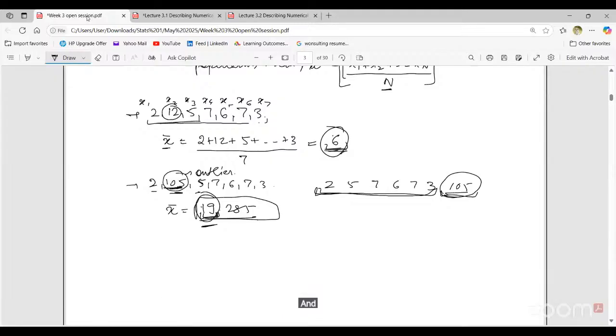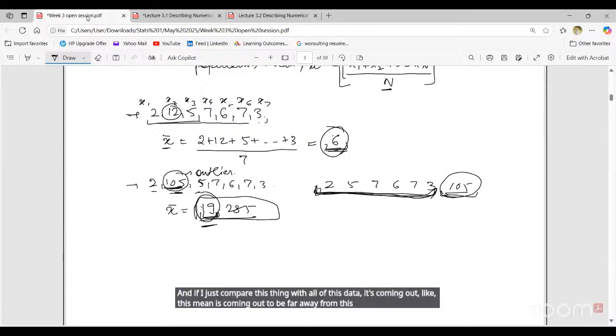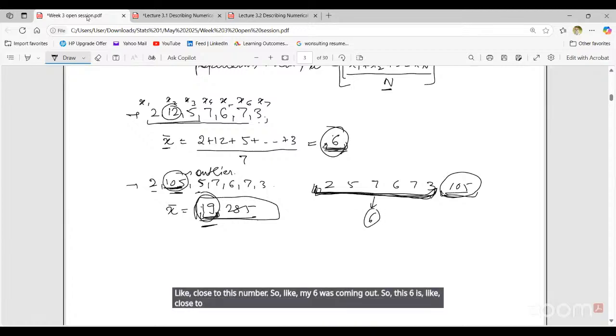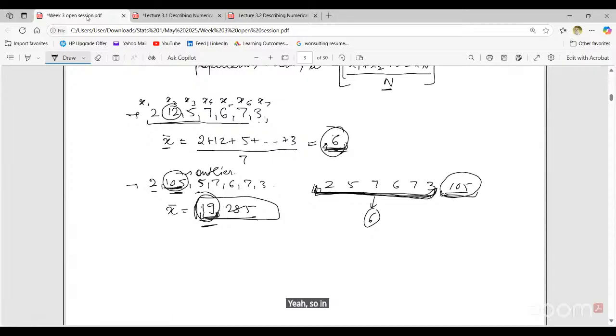If I compare this with all of this data, the mean is coming out far away from these numbers. The mean should come close to these numbers. My 6 was close to all these numbers, correct? Yes, ma'am. So from that you can see whether it's an outlier or not.